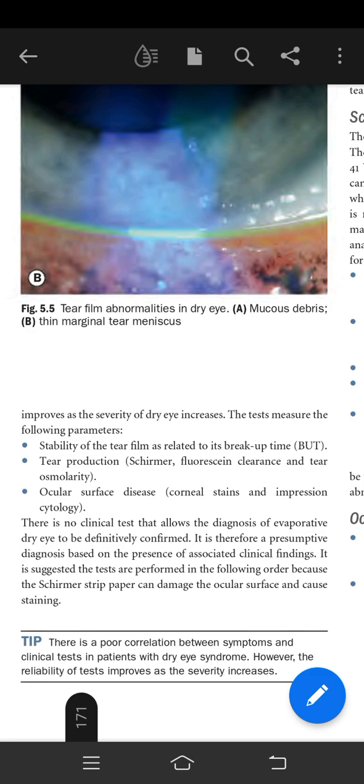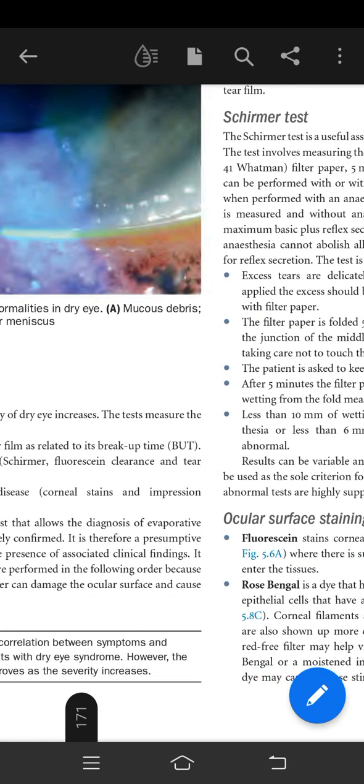Now, what is that? There is a poor correlation between the symptoms and the clinical tests in patients with dry eye syndrome, however, the reliability improves as the severity increases. So we have the test for the stability of the tear film, then tear production, as well as for the ocular surface disease.